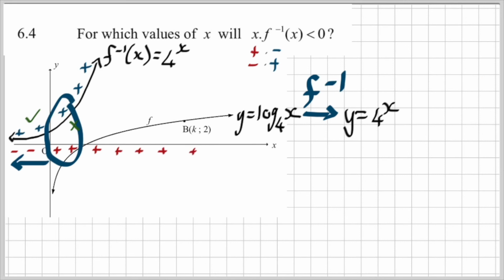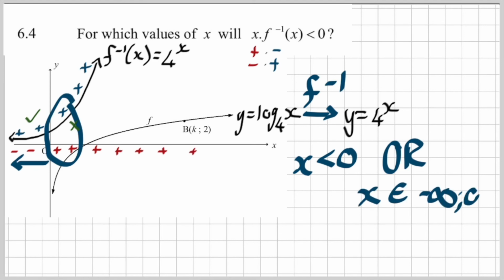So I'm going to write that as my answer. X must be less than naught. Or in interval notation, I could simply say x must be between negative infinity and 0. Again, using round brackets because I don't say equal to 0.